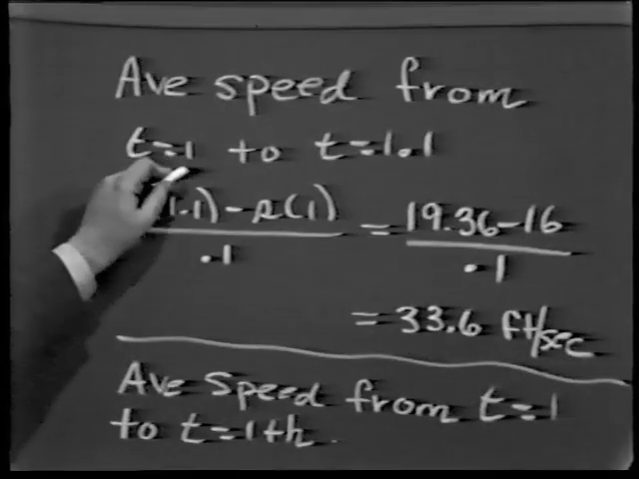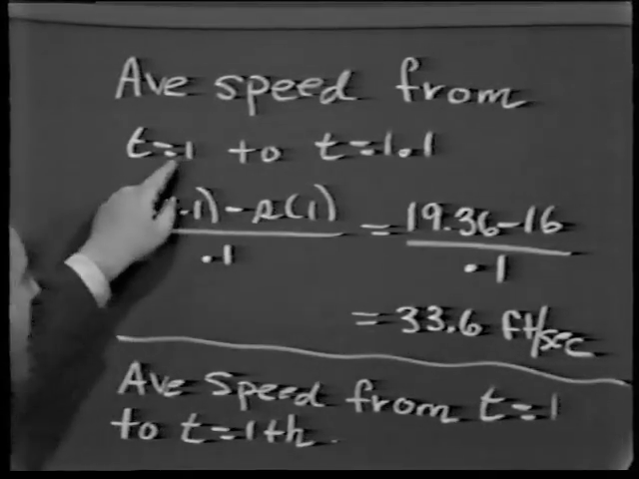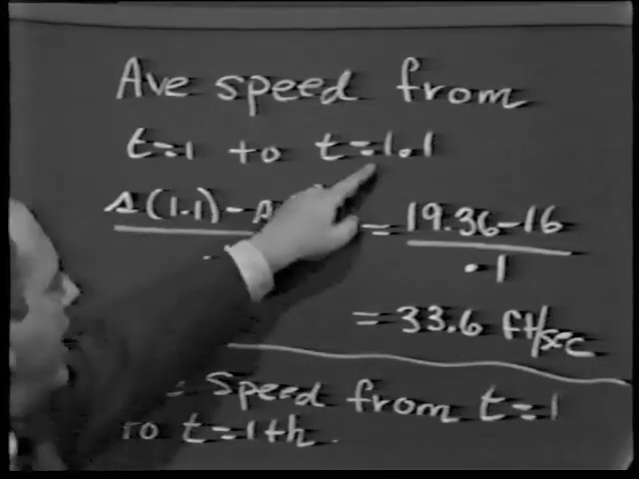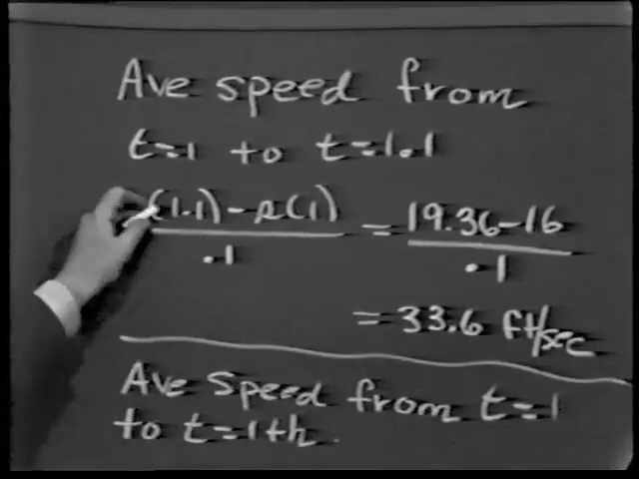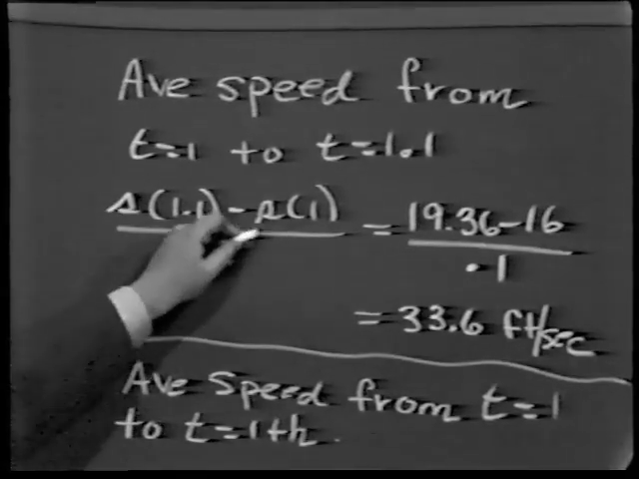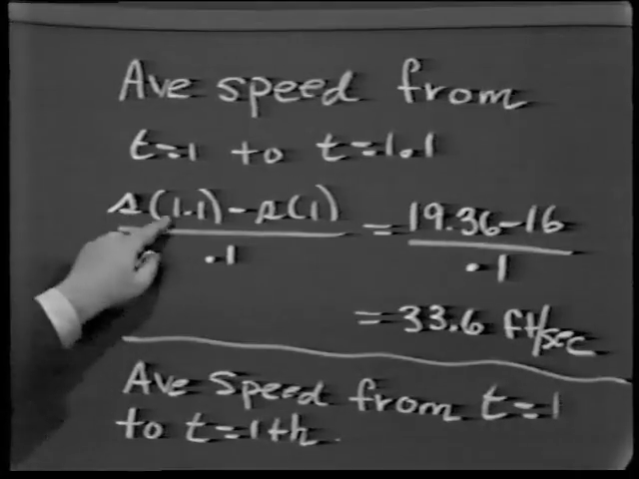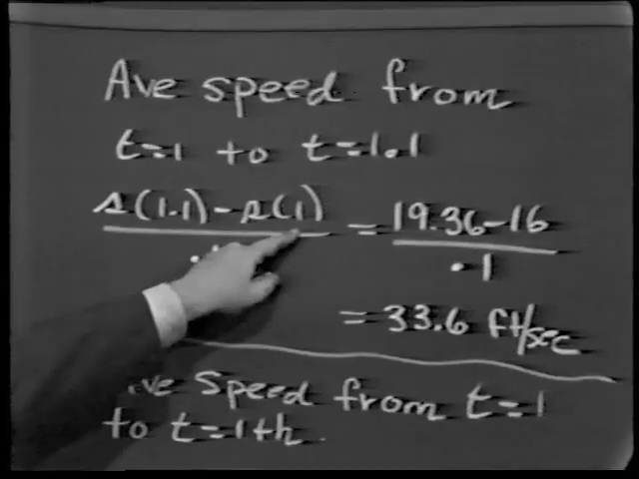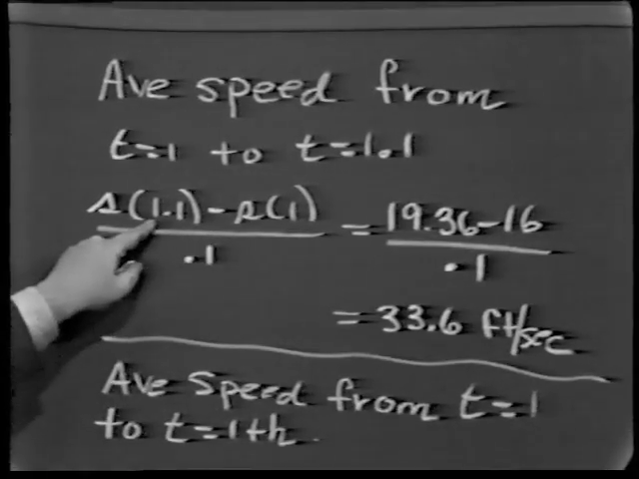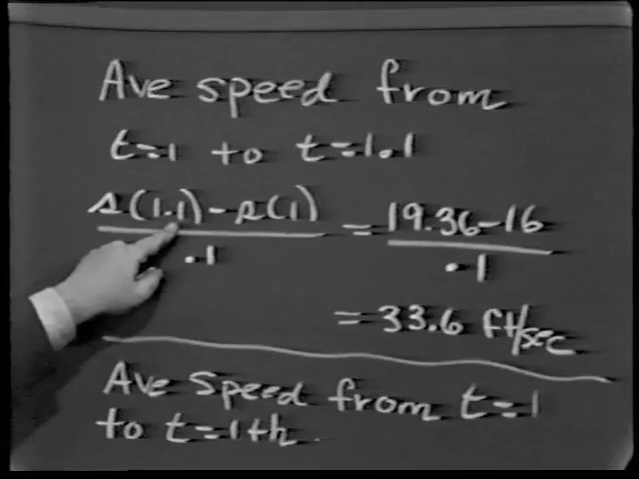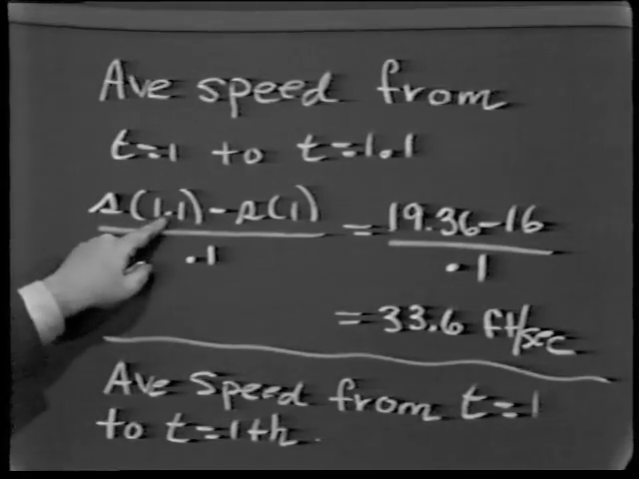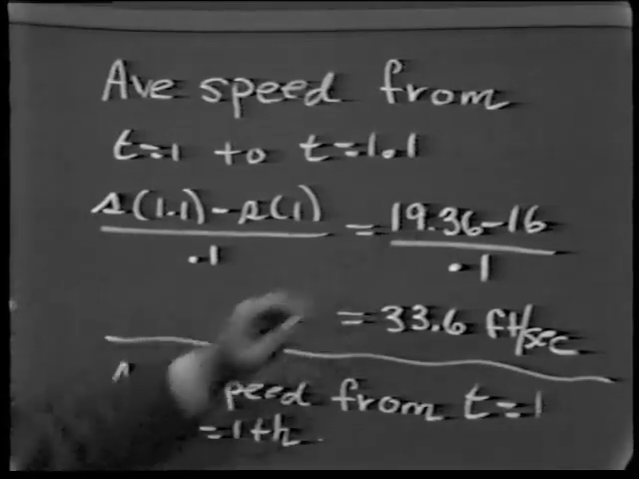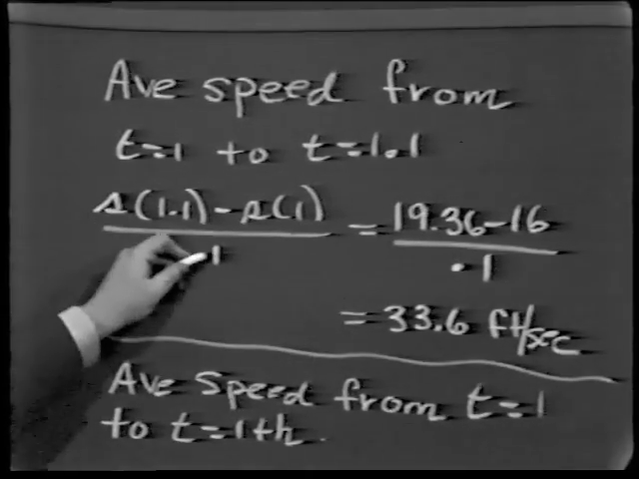Let's now compute the average speed, but not from t equals 1 to t equals 2, but rather from t equals 1 to t equals 1.1. And computationally, we mimic the same procedure as before. We compute s when t is 1.1. We compute s when t is 1. By the way, the only difference is that it's a little bit tougher to square 1.1 and multiply that by 16 than it was to square 2 and multiply that by 16. The arithmetic gets slightly messier, if you want to call it that. But the concept stays the same.